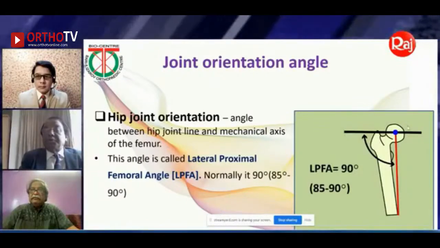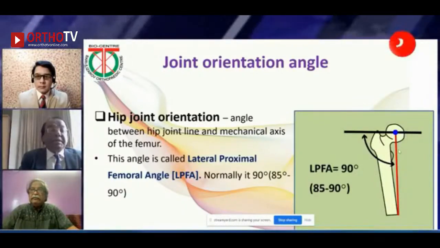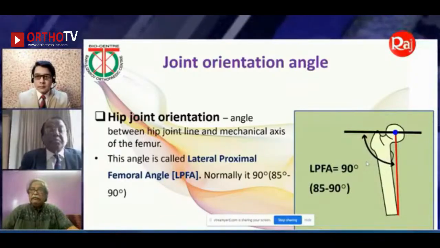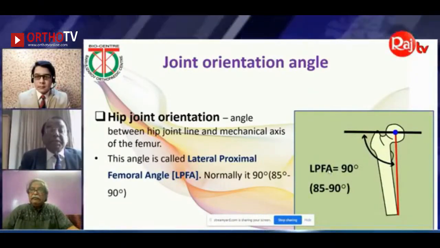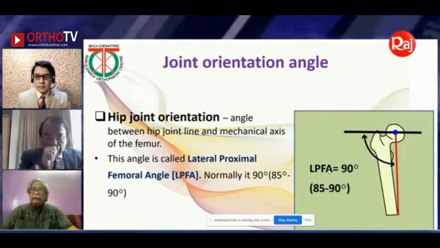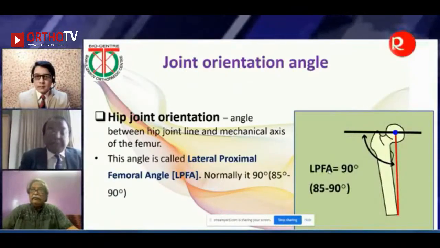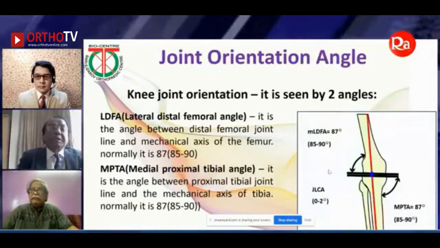This is the hip joint orientation line. I draw a line here. This angle is called the lateral proximal femoral angle, LPFA. Normally it is 90 degrees, average 85 to 90.